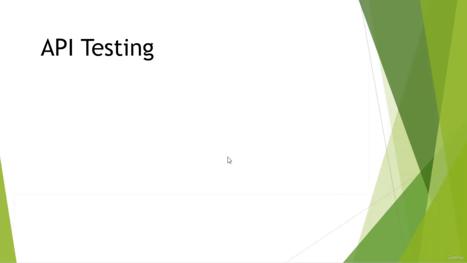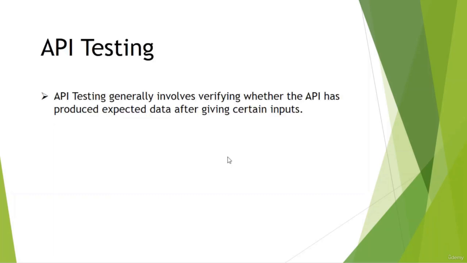Then what would you need to test in an API? The short answer is just data. You would like to verify whether your API is producing expected data or not after giving certain set of inputs. However, in addition to just verifying data, there might also be certain backend or database validations to make sure our API has taken a correct action on the server.